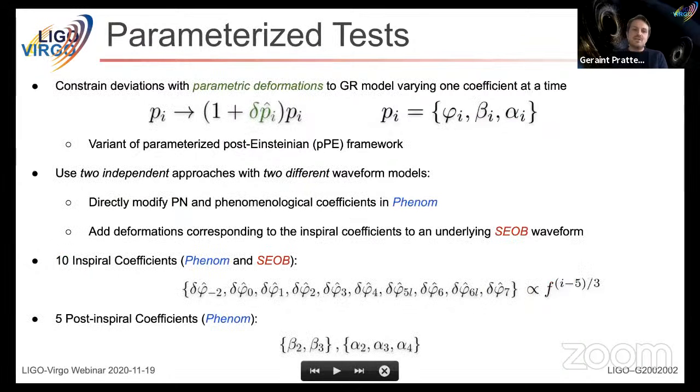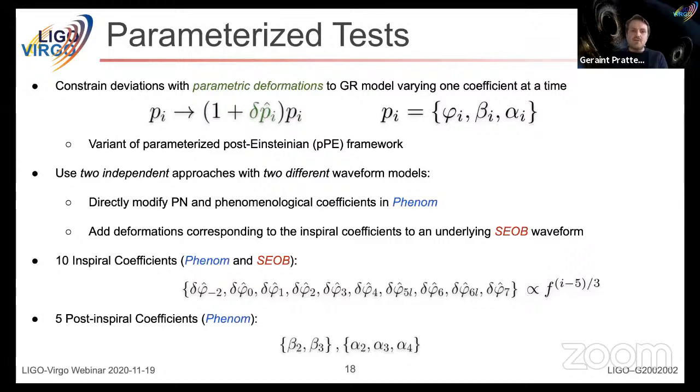we can perform a parameterized test by introducing a parametric deformation to this underlying GR model. And we do so by varying one coefficient at a time. This is not a unique choice. There are other choices we can make. We could perhaps vary multiple coefficients. In our analysis, we just vary one coefficient at a time.